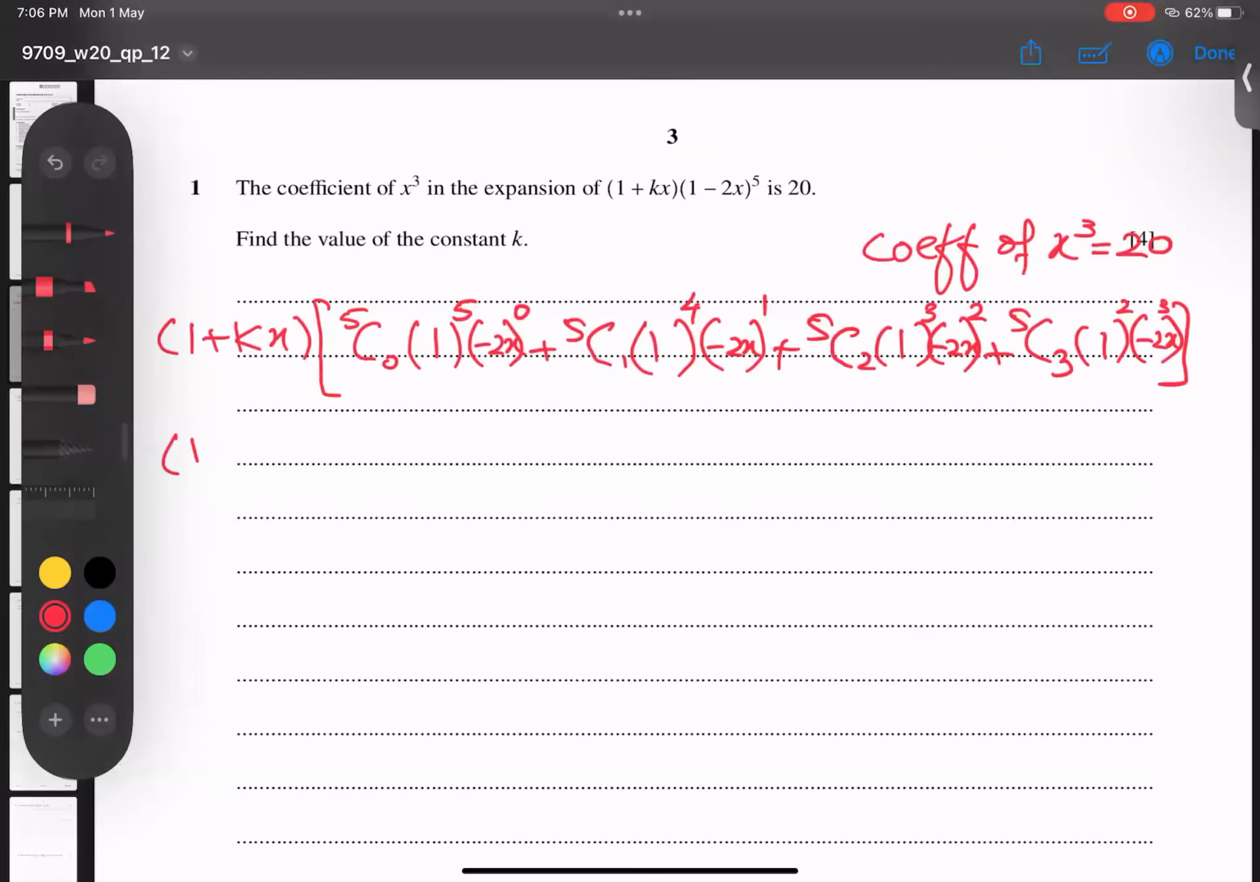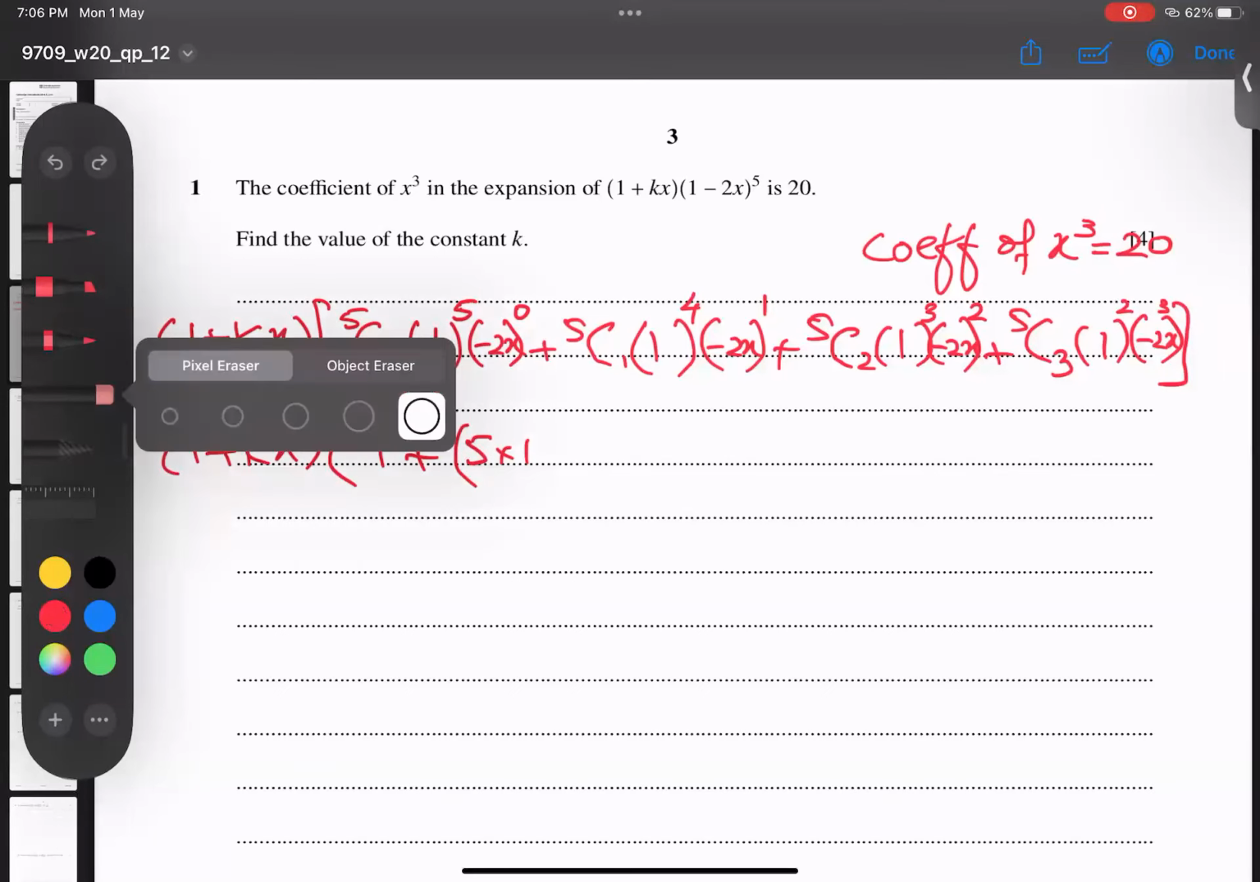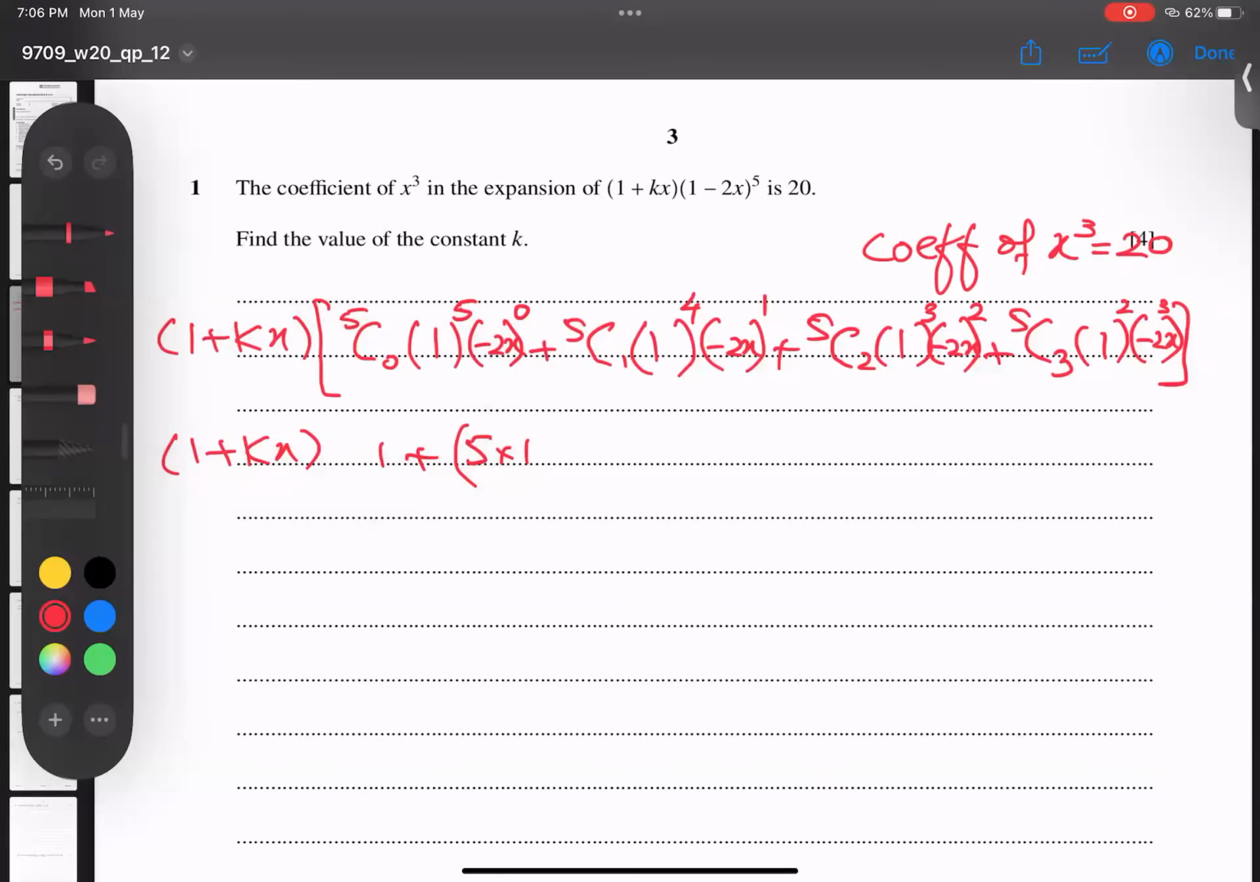Now, students, I am going to complete it. What is here? 5c0 is 1. So 1 to power any number is 1, and something to power 0 is 1. 5c1 is 5, you know it very well, students, and 1 to any power is 1. And I get negative 2x here. Okay, 5 times 2, and 1 to power any number remains as it is.